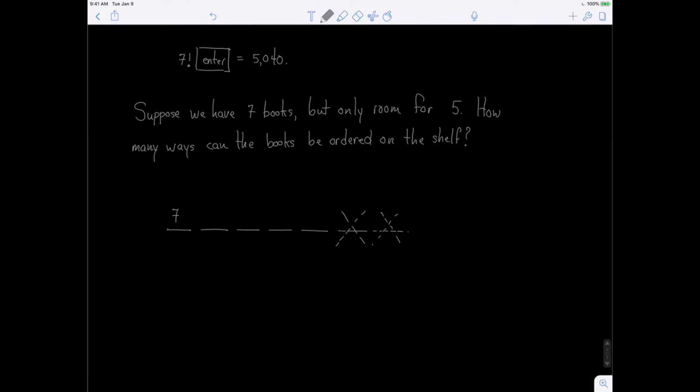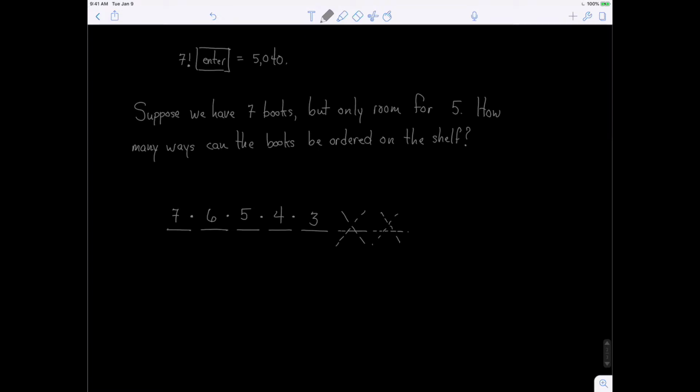7 books. But you have 6 books remaining, so there are 6 different books that could be placed in the second slot. So you put 1 there. Now you have 5 different books to consider for the third slot, 4 books for the fourth slot, and 3 books for the fifth slot. And by the multiplication rule, we multiply these up, and that would give us our answer.